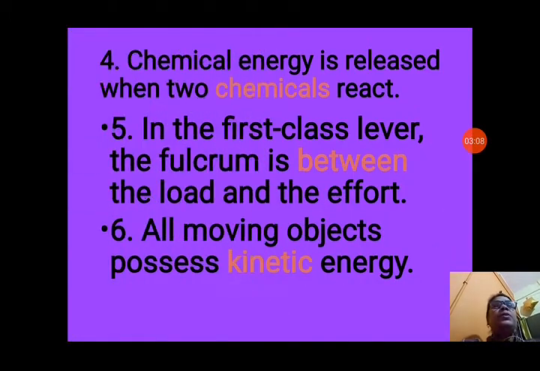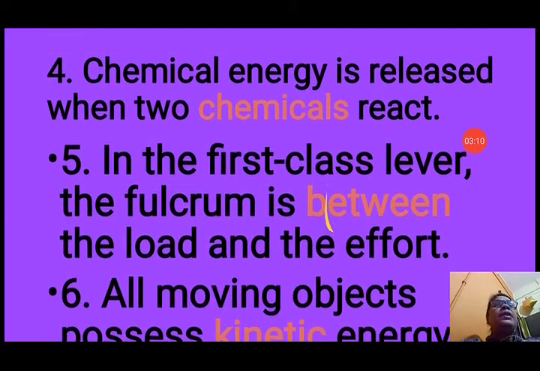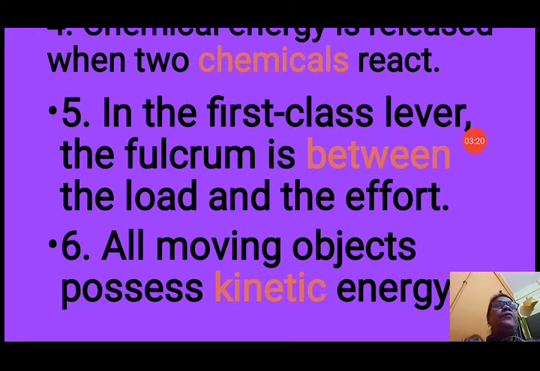Now next question number 4. Chemical energy is released when two chemicals react. So chemicals will be the answer here. When two chemicals react, they produce chemical energy. Now question number 5. In the first class lever, the fulcrum is between the load and the effort. We have seen that according to the position of the load, fulcrum and effort, the lever is classified. So in the first class lever, the fulcrum is in between the load and the effort. So between is the answer in question number 5.